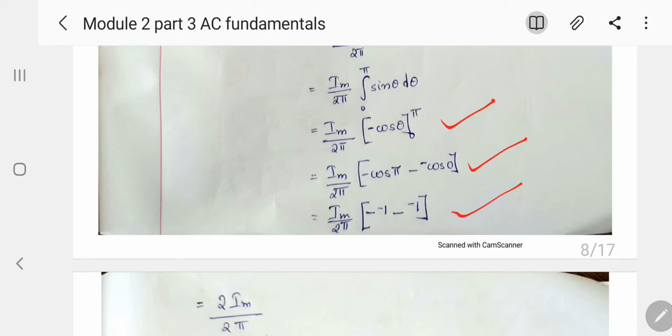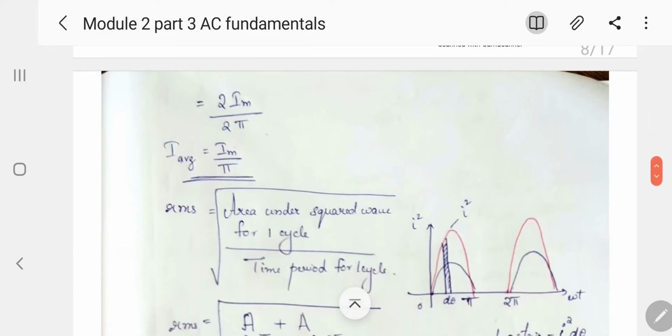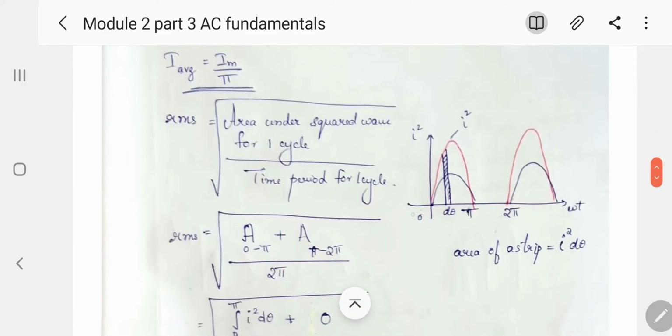We are substituting the values of each of them and we are getting the answer as 2 Im by 2 pi, where the 2 and 2 cancel out, and the remaining answer is I average equal to Im by pi. So it is a very easy method. If you have studied the sinusoidal waveform properly, then you can easily calculate the half wave also.